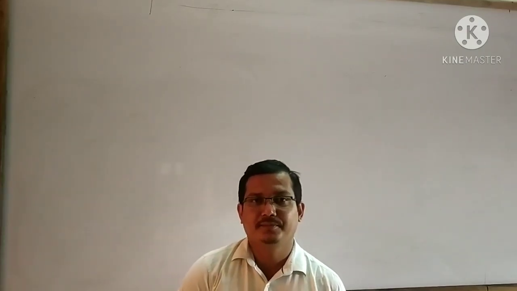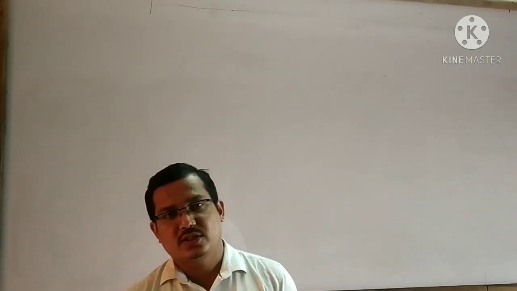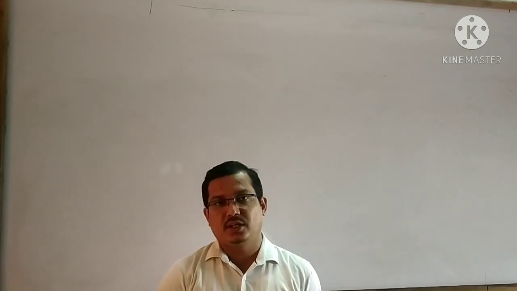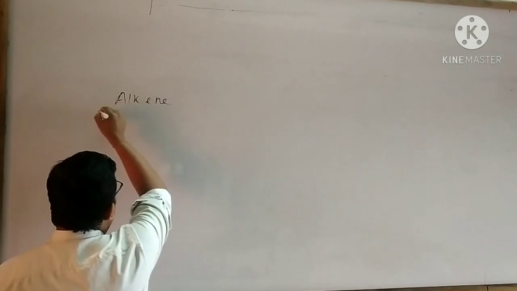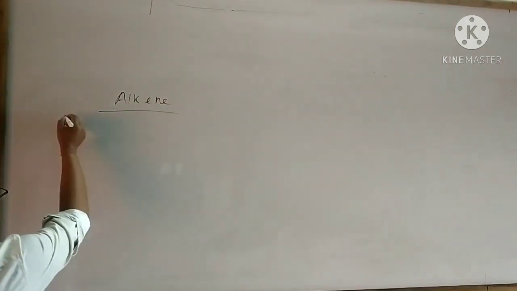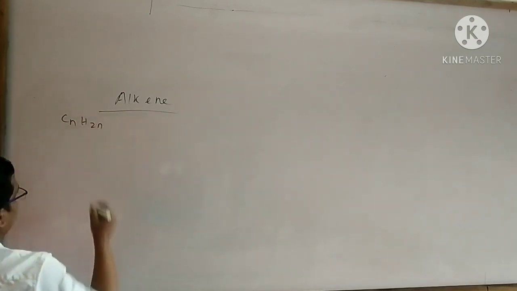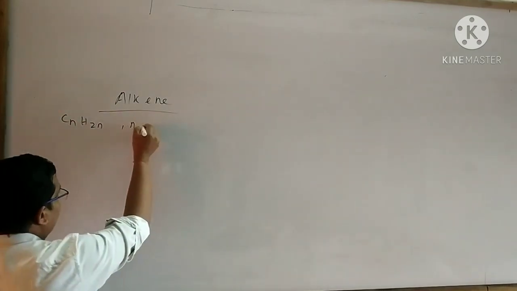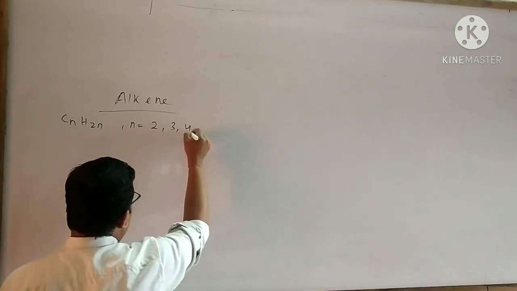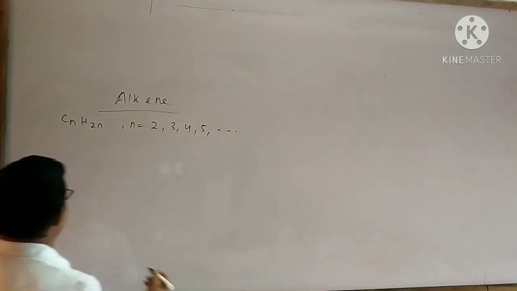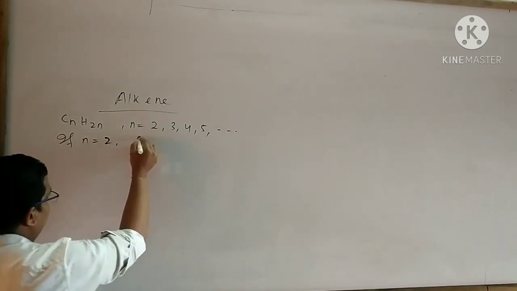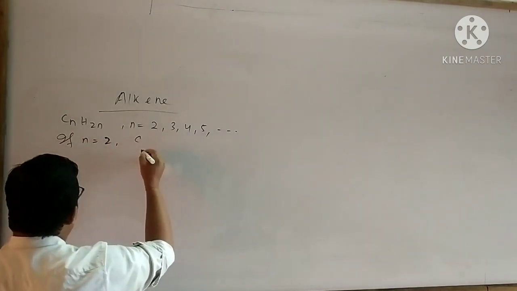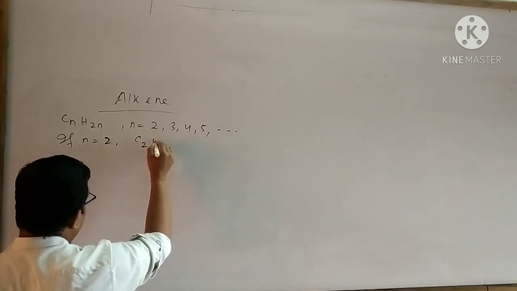Good morning, students. Now I am going to discuss a new chapter, that is alkene. Alkene is an unsaturated hydrocarbon having the formula CnH2n. Here n equals 2, 3, 4, 5, and so on. If n equals 2, then we can find the alkene C2H4.